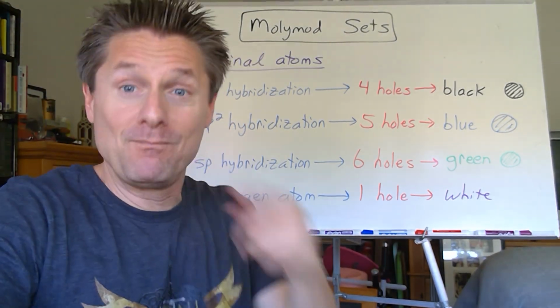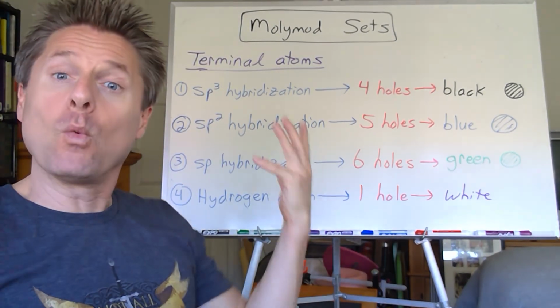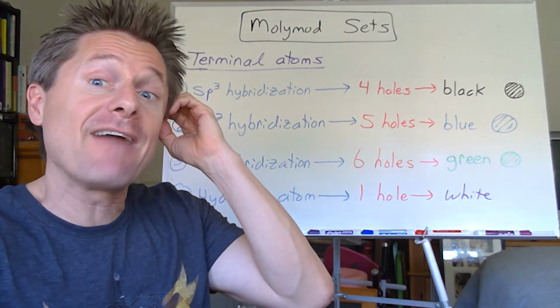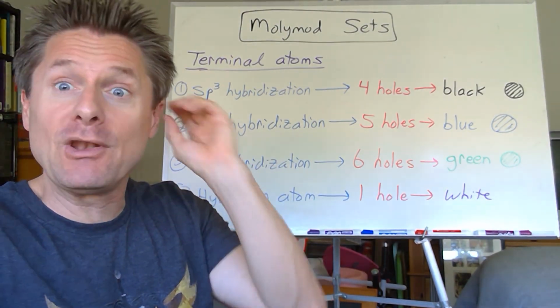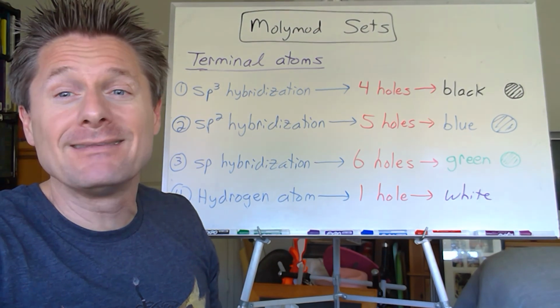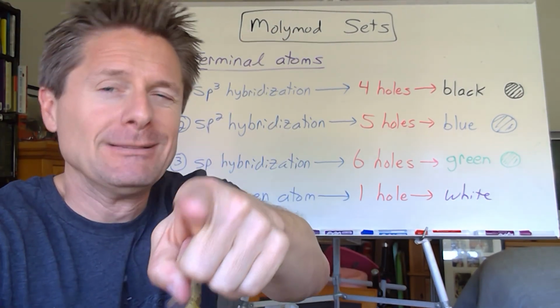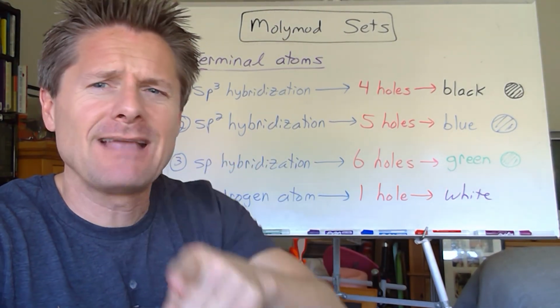So when you do the lab, now you know what things represent and why we use colors for hybridization and not for specific elements. We don't use springs for multiple bonds. It is unhybridized p orbital overlap. Molymod sets. Have one at home.